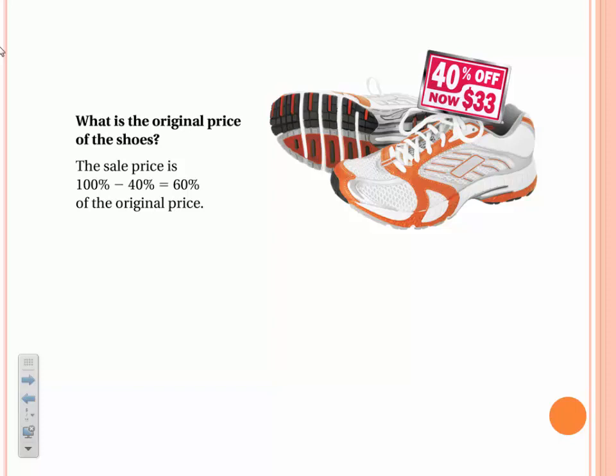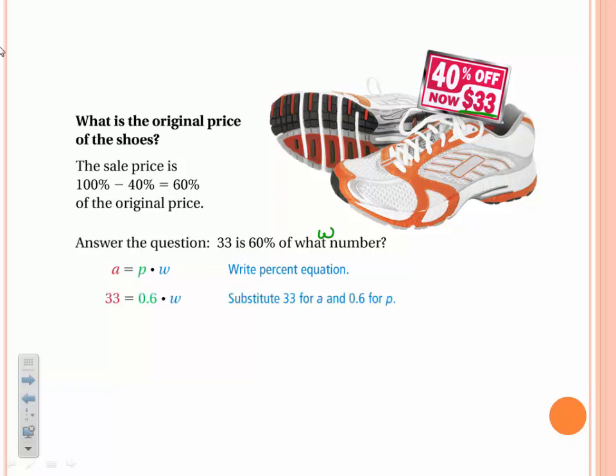So that means 100% minus 40% says that our sale price is 60% of the original price. So now we just have to answer, since our sale price is $33, 33 is 60% of what number? Because we're trying to find our original amount, that is our whole. So now we have A equals P times W, 33 equals 0.6 times W, and once you divide by 0.6, you get 55. So the original price of the shoes is $55.